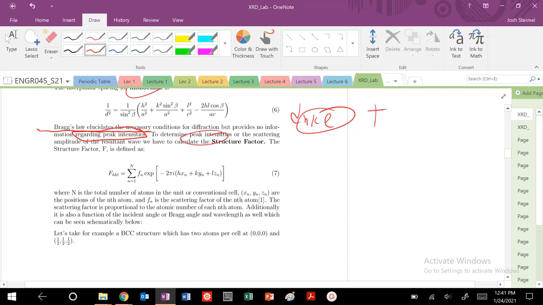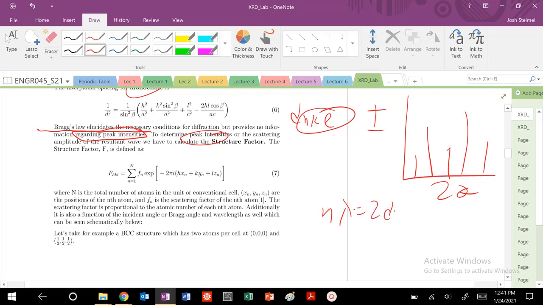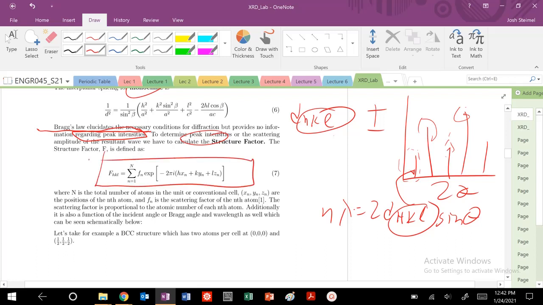And when I'm talking about peaks, I'm talking about peaks in our 2 theta. So when do we see peaks? That's governed by this law, lambda equals 2d_hkl sine theta. But how do we determine the magnitude of this peak height? And what HKL indices does each peak correspond to? So that's going to be answered by the structure factor, F.